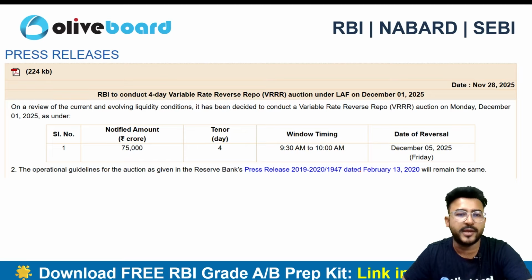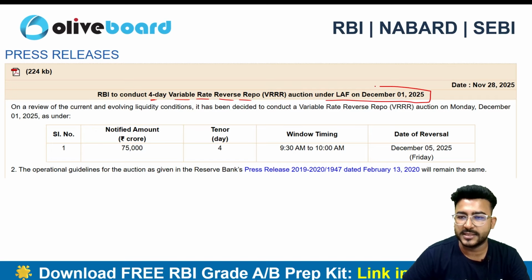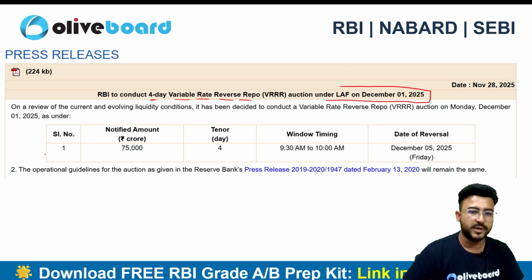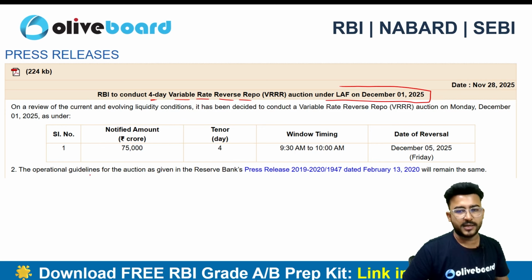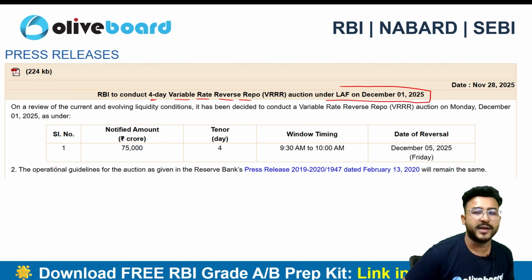Now here there is a quick update that the RBI has conducted a 4-day VRRR auction, variable rate reverse repo auction, under the liquidity adjustment facility on 1st of December, is going to conduct on 1st of December 2025. So related to that they have issued a notification press release here. What is the notified amount? 75,000 crore. The tenure is 4 days.